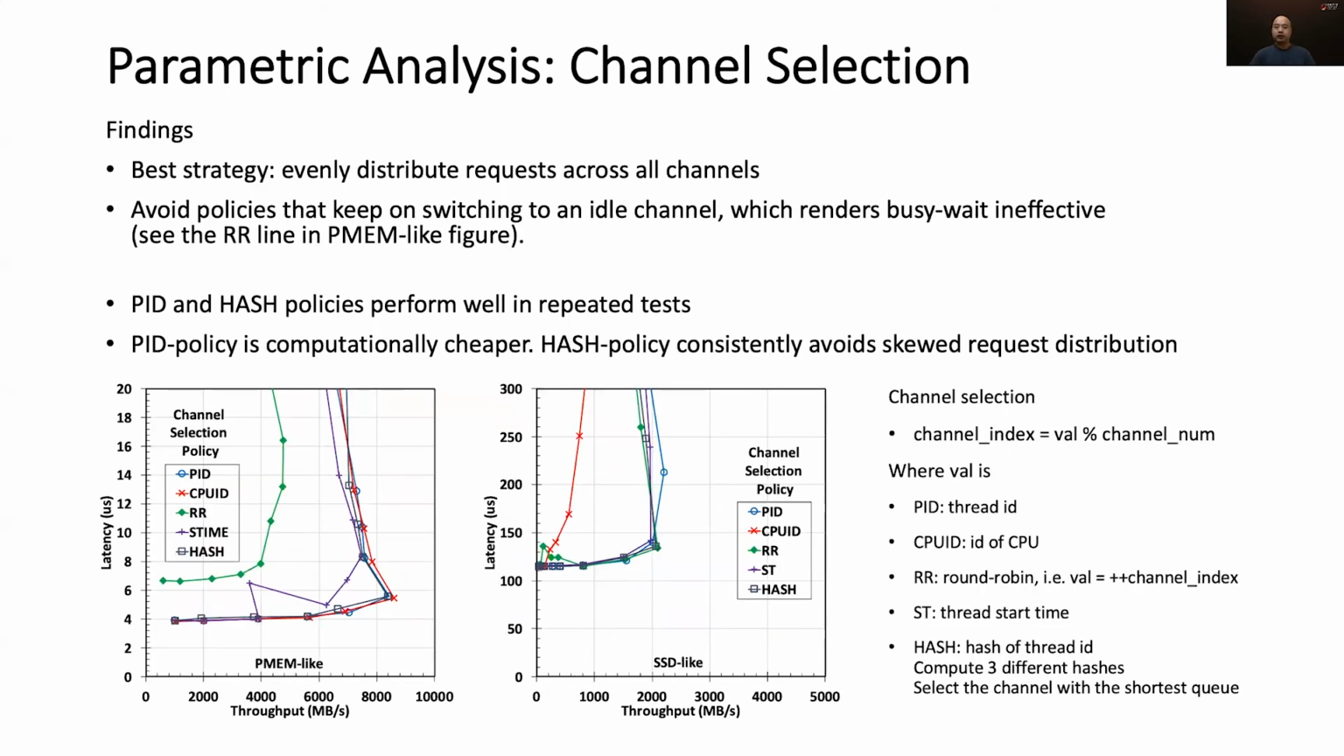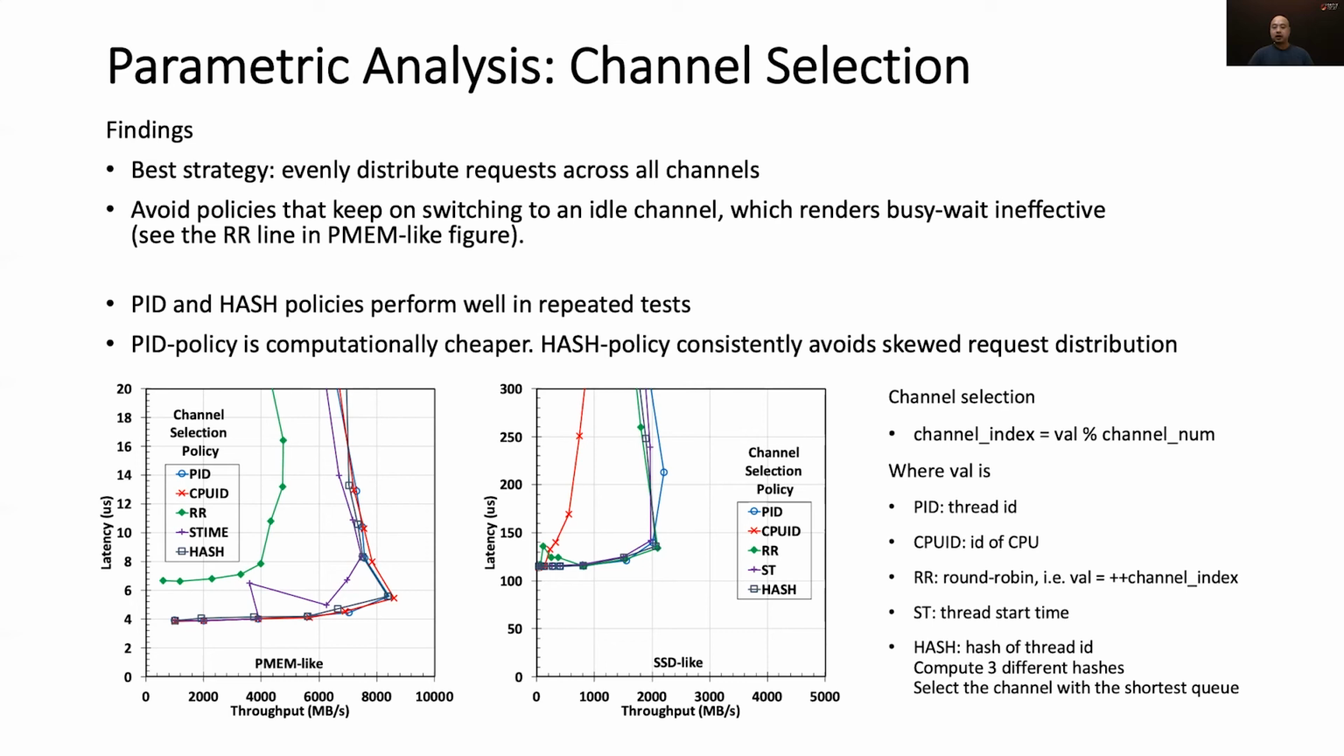When a new FUSE request is created, the XFUSE file system handler decides which channel to queue the request. We experimented with different channel selection policies. We found that the best strategy is to evenly distribute the requests across all channels. In addition, we should avoid policies that keep on switching the next request to an idle channel, which renders the bid wait ineffective.